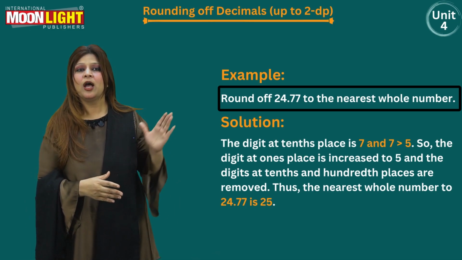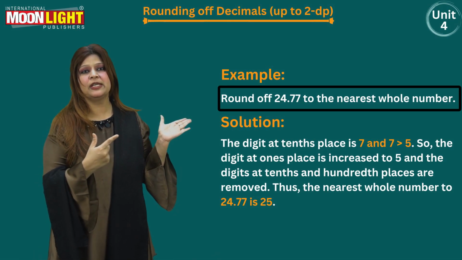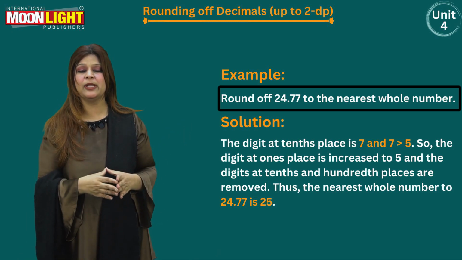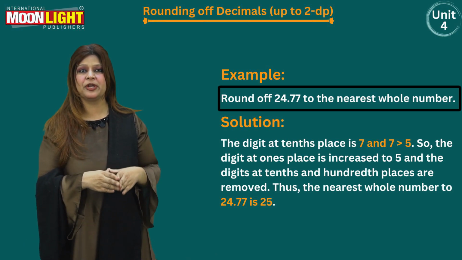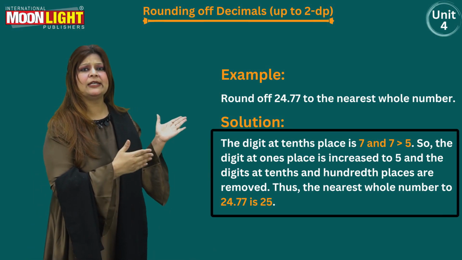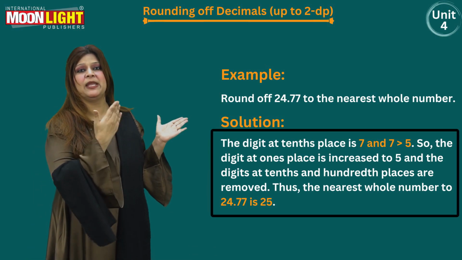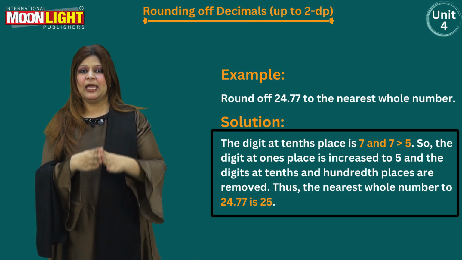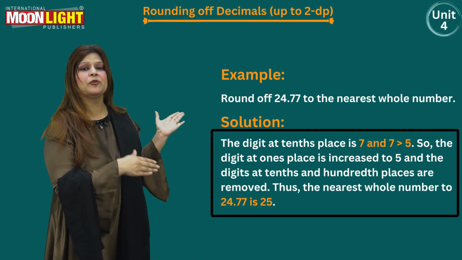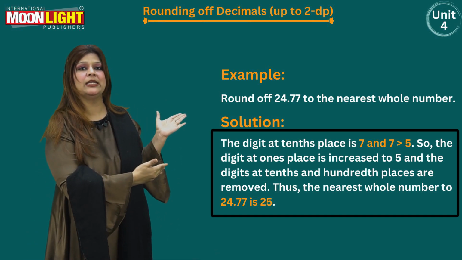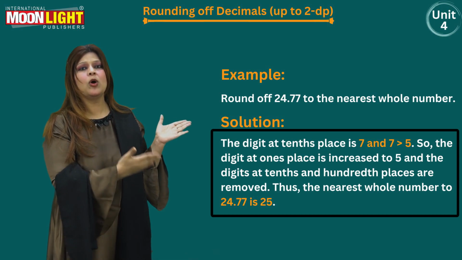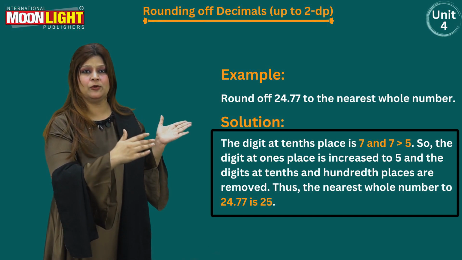You already know that after the decimal point there is 7 and 7 repeating. But this number has 2 decimal places. So don't worry, we are going to concentrate on the decimal place right after the decimal point. The digit at tenths place is 7, and 7 is greater than 5. So the digit at 1's place is increased, or in other words, we are going to add 1 to the next digit which is lying at 1's place. In this way you are going to make the rest of the digits 0.